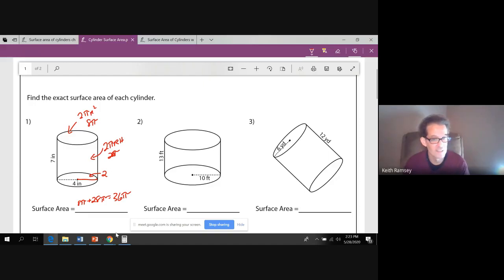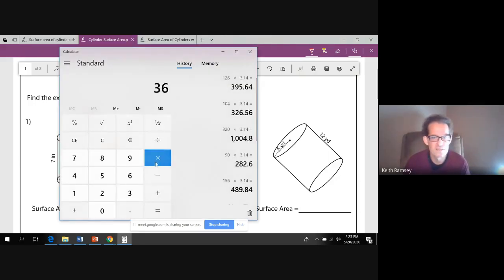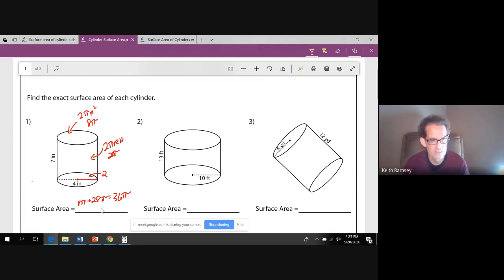And now I'm just going to find out what that is. Let's say to the nearest tenth. 36 times 3.14 is 113.04. So I'm just going to say 113 square inches for that first one.